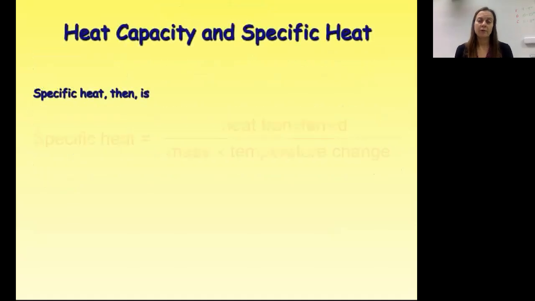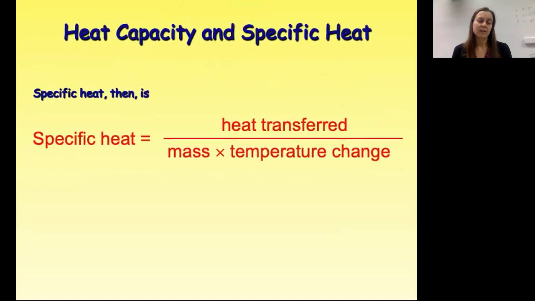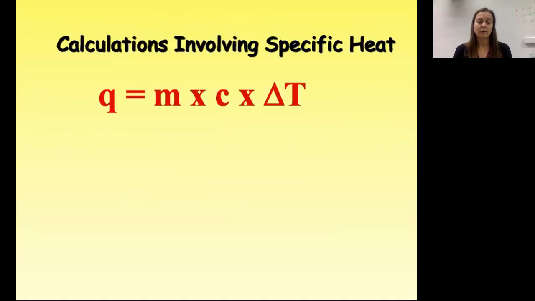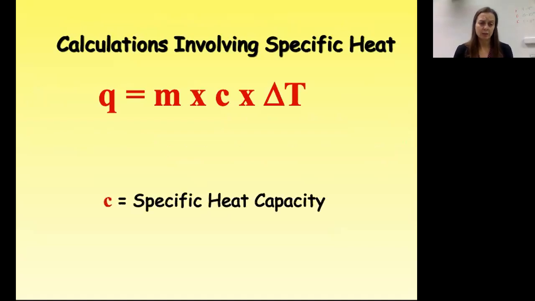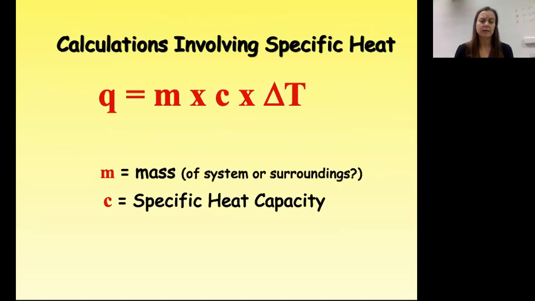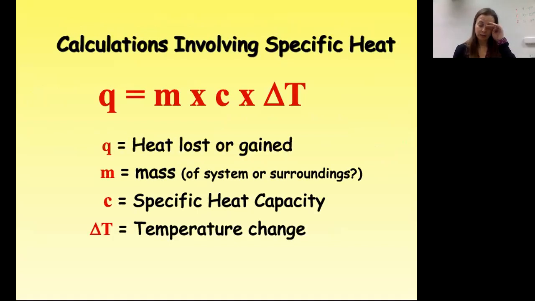Okay, so if we think about our definition of specific heat, we've said it's the amount of heat required to change 1 gram of a substance by 1 degree Celsius. And so we can define specific heat as the heat transferred divided by the product of the mass times the temperature change. And this rearranges itself into the equation that you're much more familiar with, Q equals M times C times delta T, where delta T is the change in temperature, C is specific heat capacity, M is the mass, and it's very important to recognize whether we're talking about the mass of the system or the mass of the surroundings. And Q is the heat lost or gained.